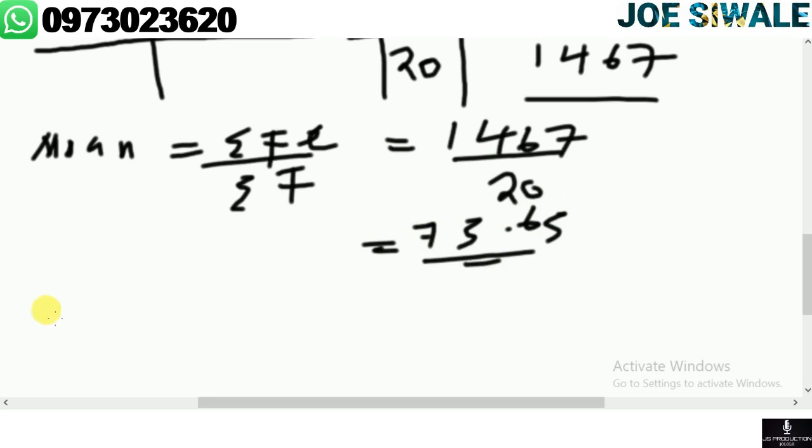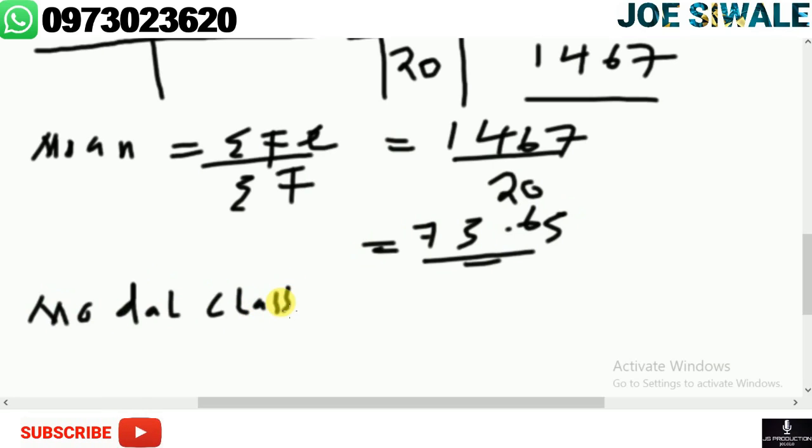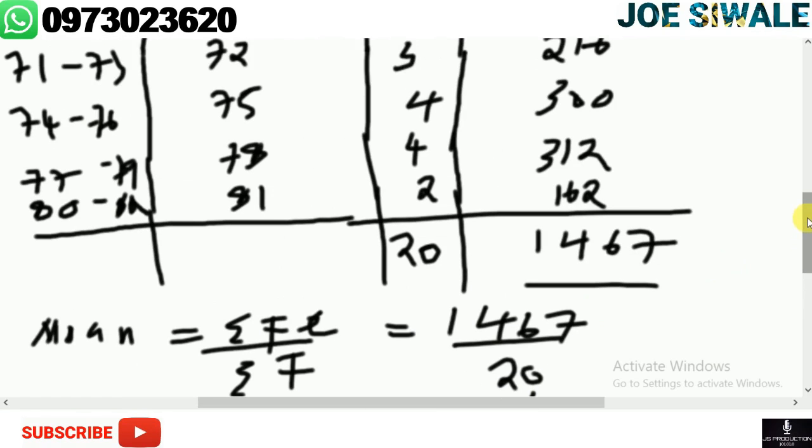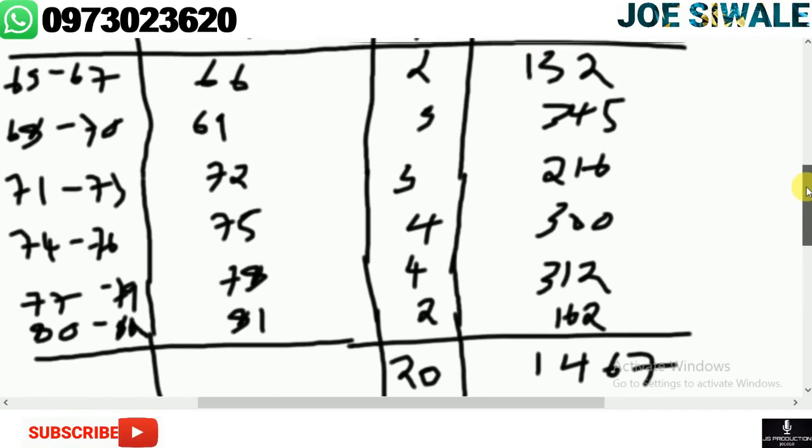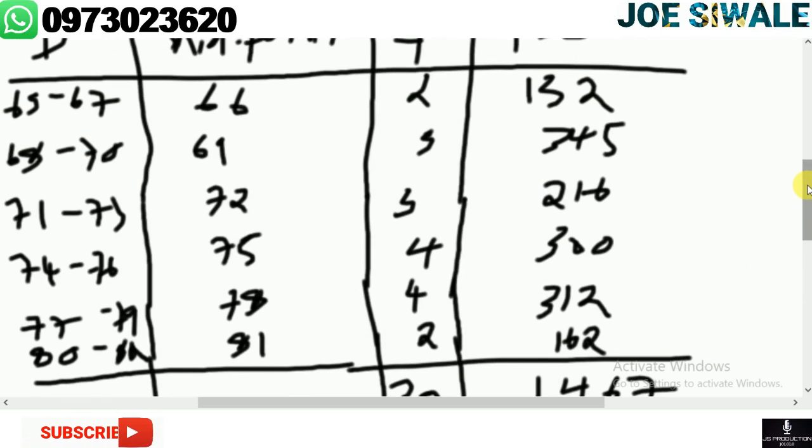Then let us calculate the modal class. The mode, we said, is the number that has the highest frequency, and to calculate the modal class, we find the class that has the highest frequency. So the modal class is 68 to 70, because the highest frequency is 5. So there the modal class is 68 to 70.